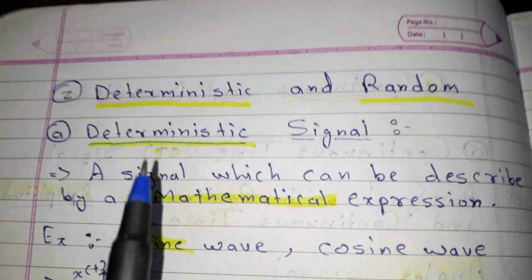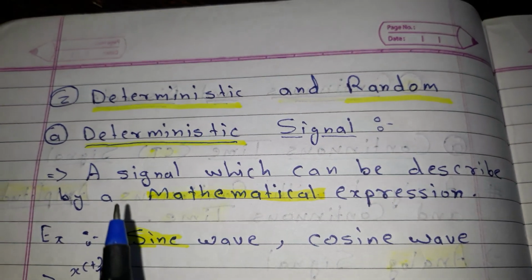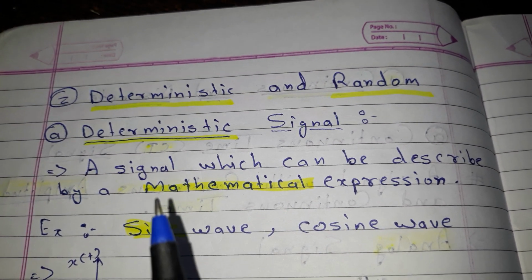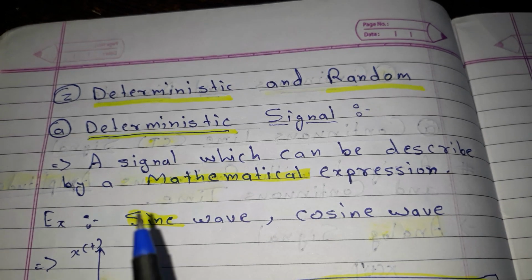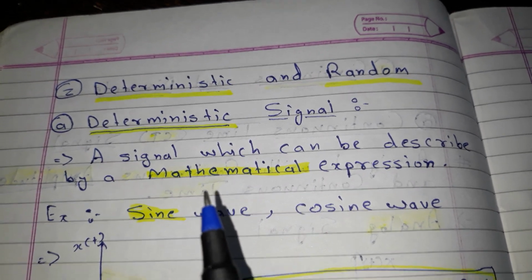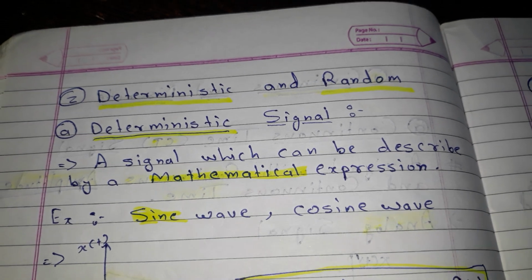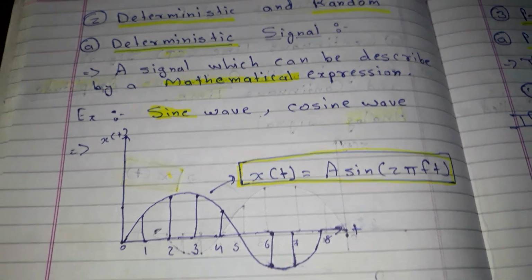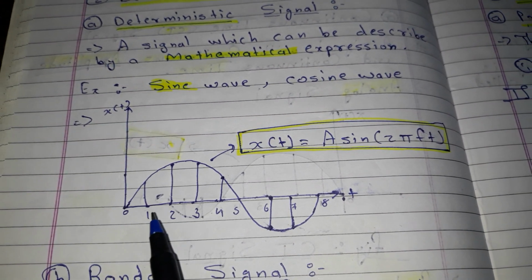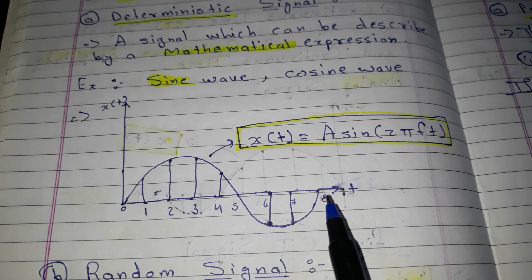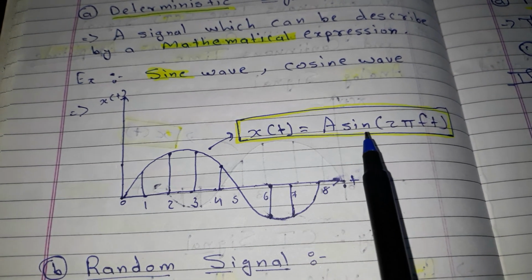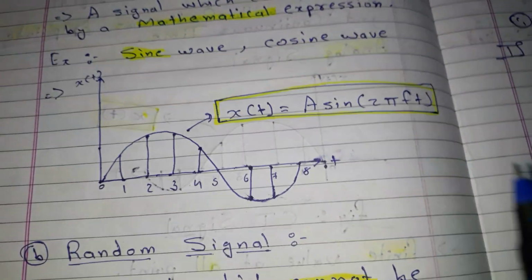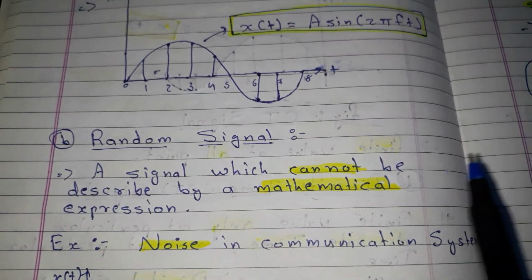Our second type is deterministic and random. A deterministic signal is a signal that can be expressed with a mathematical expression. It is known as a deterministic signal. Examples of deterministic signals are the sine wave and cosine wave. We can express this signal in mathematical form. That's why it is called a deterministic signal.